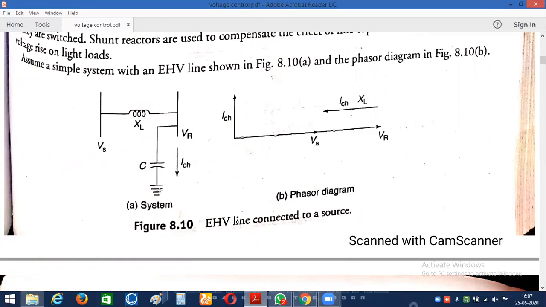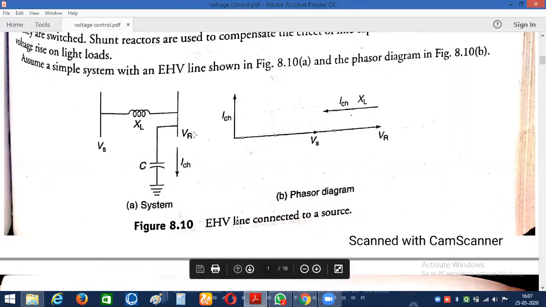Usually the capacitance is connected here, and Vs is called the sending end voltage and Vr is called the receiving end voltage. Generally during normal loading conditions, the sending end voltage is greater than the receiving end voltage due to the reactance. There will be a reactive voltage drop in the transmission or distribution system, due to which the receiving end voltage is always slightly less than the sending end voltage.